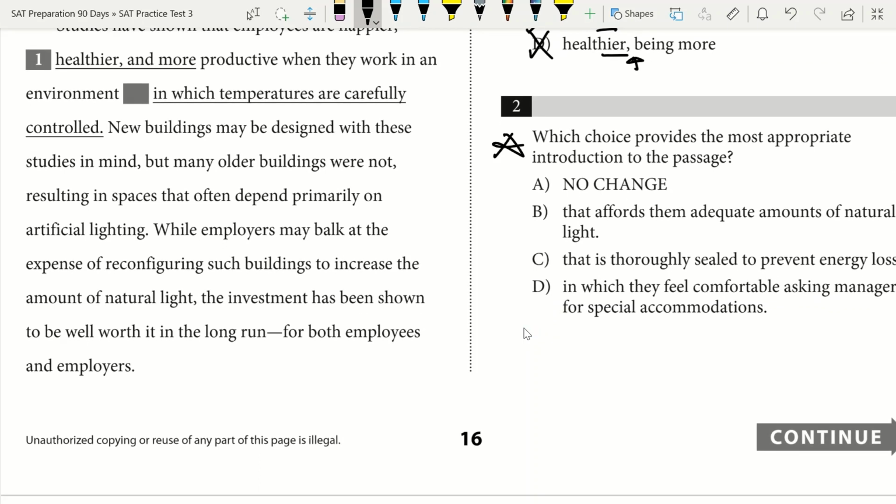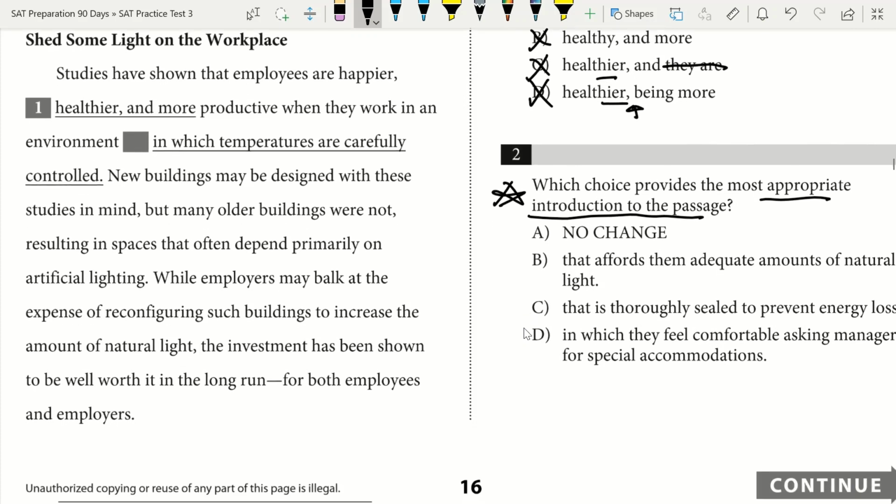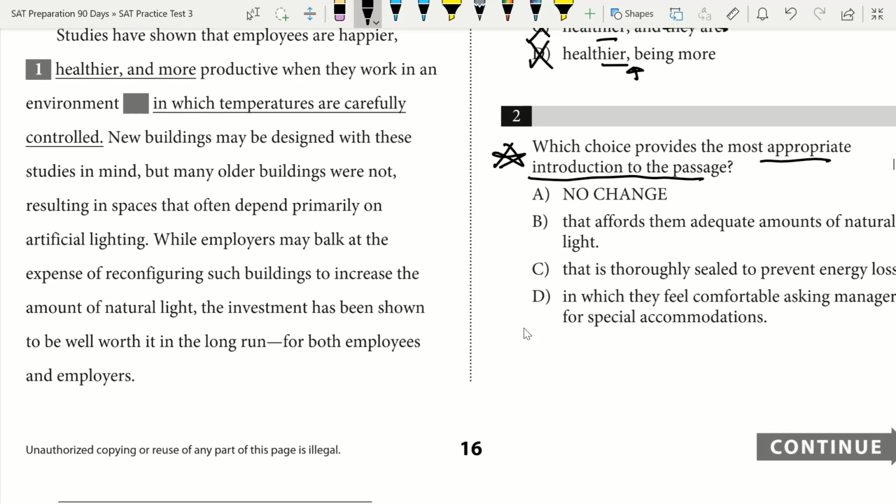So now I'm asked which choice provides the most appropriate introduction to the passage. Well, considering that was my first sentence, I have to read more on before I can answer. So that's what I'm going to do. "New buildings may be designed with these studies in mind, but many older buildings were not, resulting in spaces that often depend primarily on artificial lighting." Okay, so that's going to be lighting that isn't real. "While employers may balk at the expense of reconfiguring such buildings to increase the amount of natural light, the investment has been shown to be well worth it in the long run for both employees and employers."